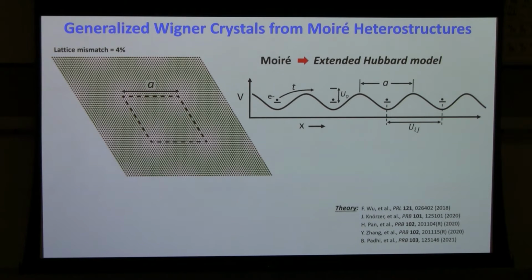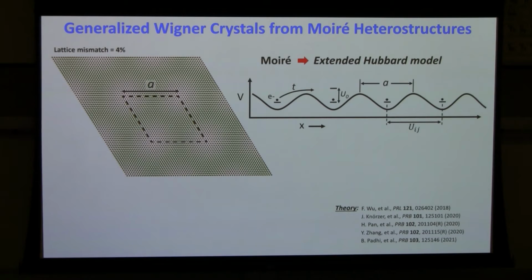For example, if an electron is sitting in one lattice site, then there's a hopping amplitude for it to jump to the other lattice site, a hopping amplitude t. That represents the kinetic energy. Also, if I put two electrons into one unit cell of this moiré periodicity, then there's an energy of double occupation. We can call that U naught. And there's also a long-range Coulomb interaction. If I have two electrons in adjacent cells, then there's going to be a Coulomb repulsion between them that I can call U_ij. And lots of people have done theory on this kind of system.